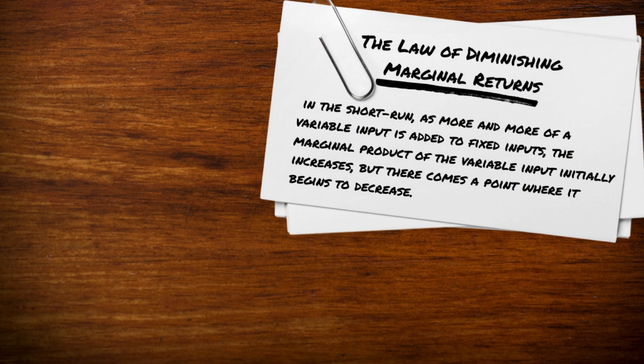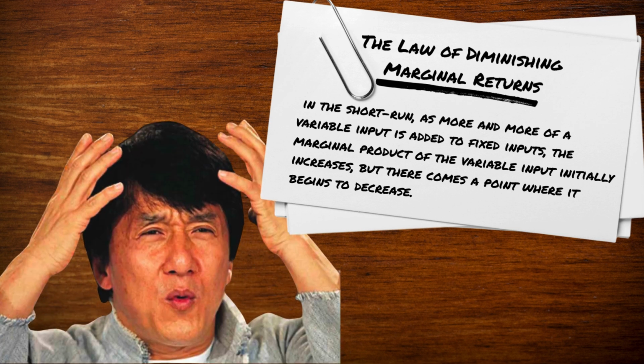Okay, let's take a look at the textbook definition, because it's complicated. The law of diminishing marginal returns states that, in the short run, as more and more of a variable input is added to fixed inputs, the marginal product of the variable input initially increases, but there comes a point where it begins to decrease. So you're probably wondering, what the heck does that mean?